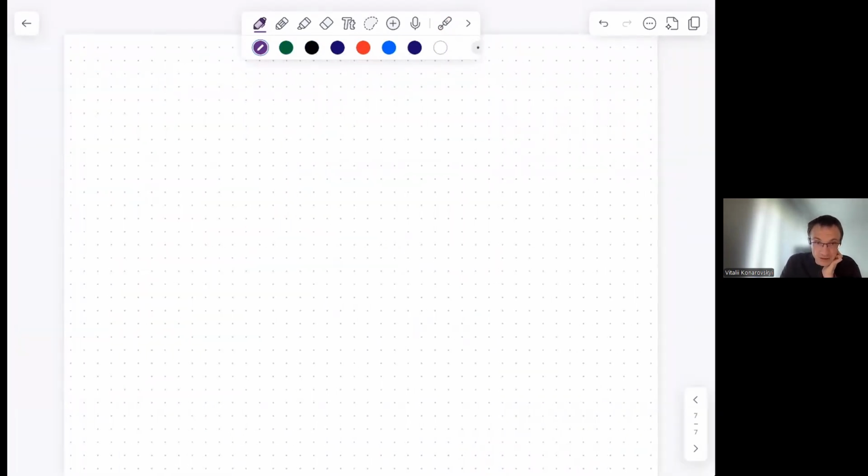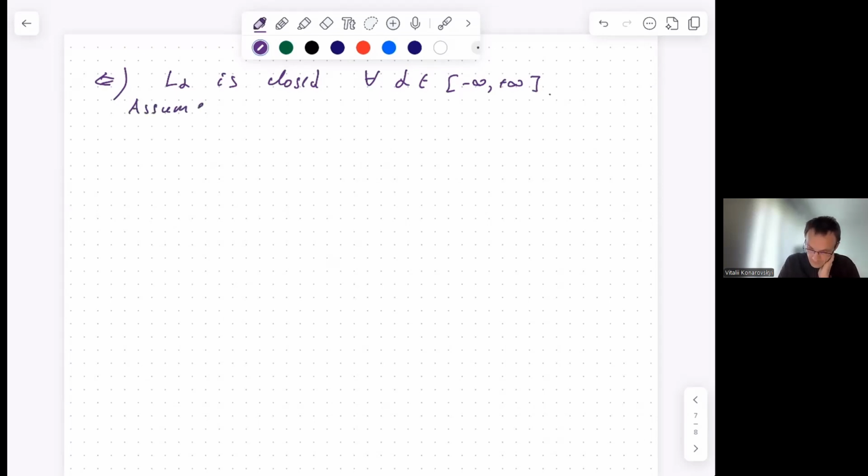In another direction, let's assume that L alpha is closed for every alpha from minus infinity to plus infinity. And also assume that f is not lower semi-continuous. Then we want to get the contradiction with this assumption.